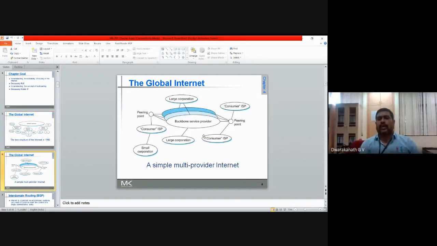Coming to the next slide, now you can see very clearly what I told you here. Backbone service providers are not only a single person. Multiple large corporations will play a role here. As I told you, Bharti, Reliance, you can take Vodafone, and different others like Sify. Sify is one large internet providing company, Sify.com.